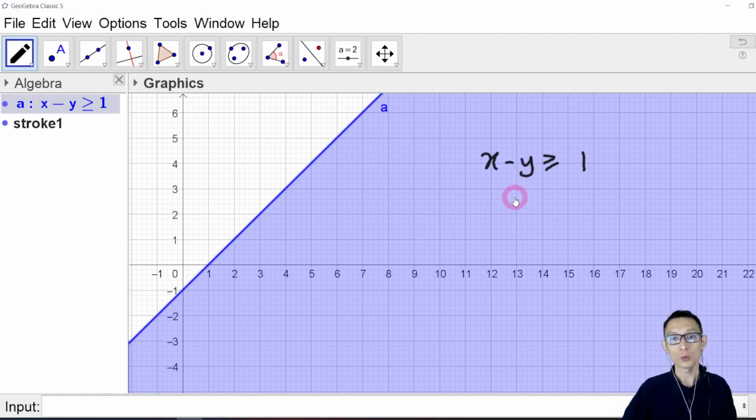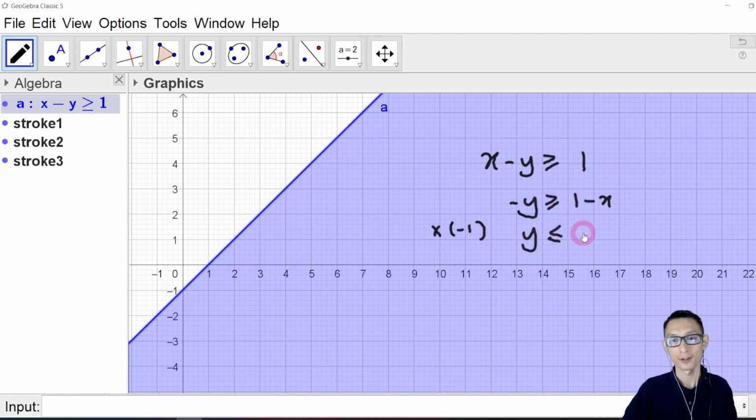So what I'm going to do here, I'm going to multiply the whole inequality by -1, and don't forget, when you multiply the whole inequality by a negative number, remember to flip over the inequality sign. Now you see it, less than or equal to is below. So you need to pay attention to these 2 things.